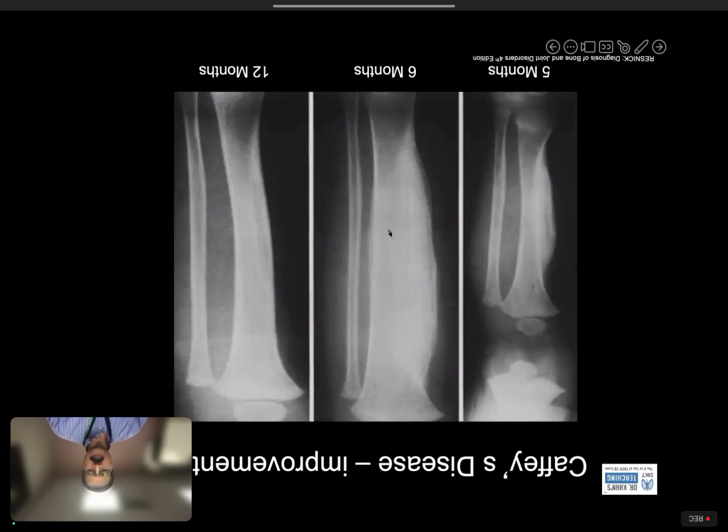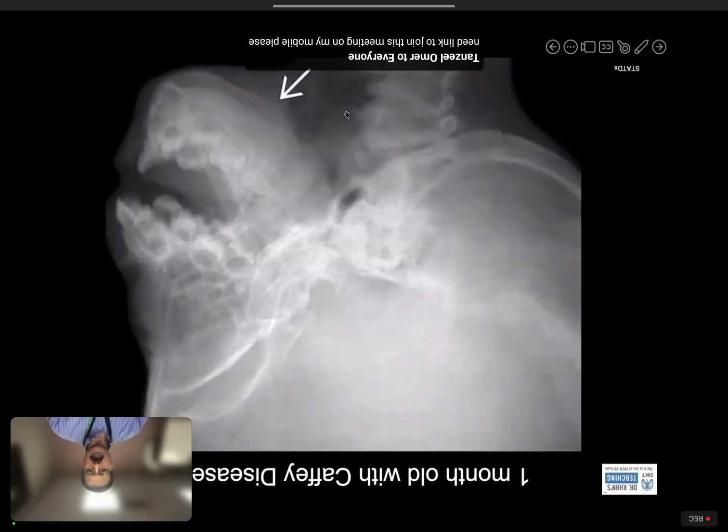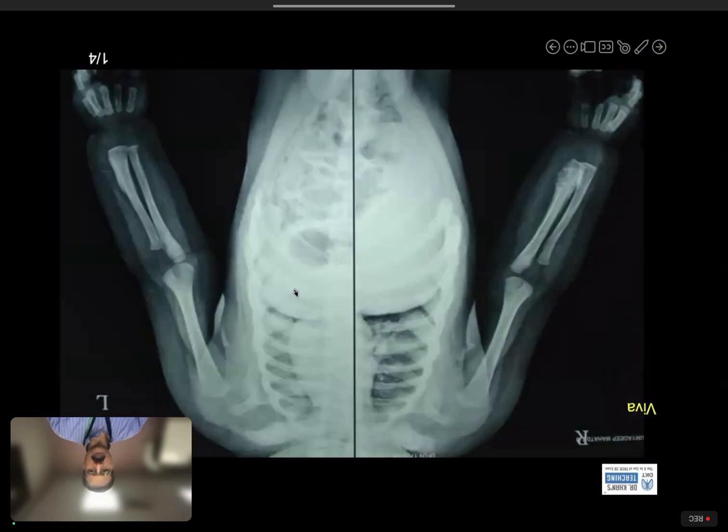What is the natural history of Caffey's disease? Caffey's disease is a self-limiting condition. It can cause a bit of deformity as in bowing, etc., but gradually, the child grows out of it. So this is Caffey's at 5 months, then 6 months, then 12 months, you have become better. This is periosteal reaction in another case of Caffey's disease.